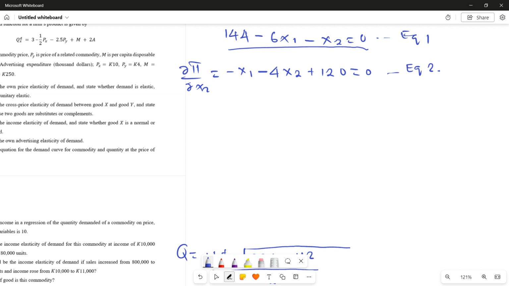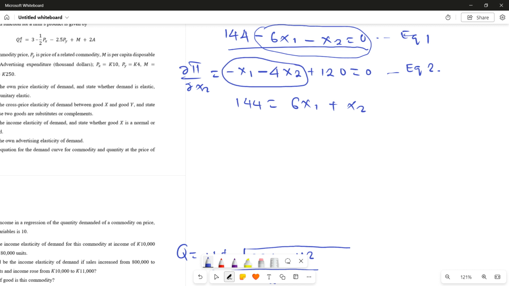Let's rewrite equation 1. Let's get all the terms with x's on the right hand side, so that we've got 144 is equal to 6x1 plus x2. We do the same with the second equation. We take the terms with x's to the other side, so that we're going to have 120 is equal to x1 plus 4x2.